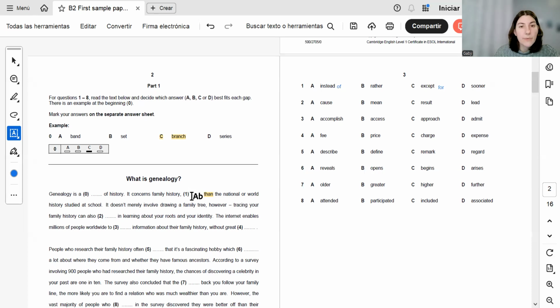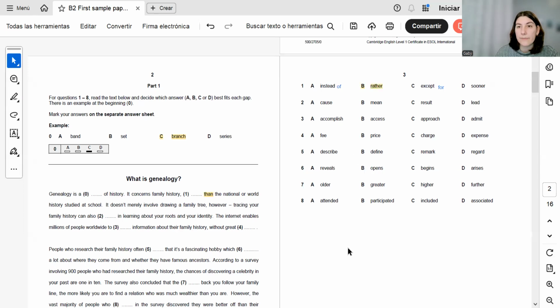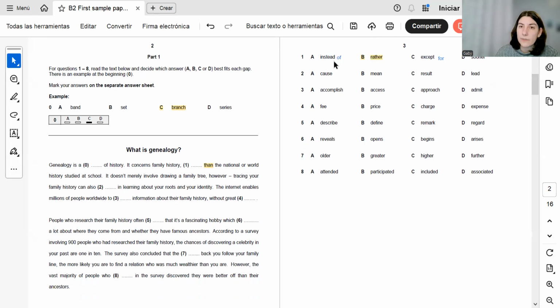We come back to the gap and we try to see what sounds more logical here. It concerns family history rather than the national or world history. It's possible, it sounds well. But let's try the other one just in case. It concerns family history sooner than the national. Okay, so it's not a question of if something is sooner or not. It's not a question of time. Well, the right answer here would be rather. And rather than is a synonym of instead of.